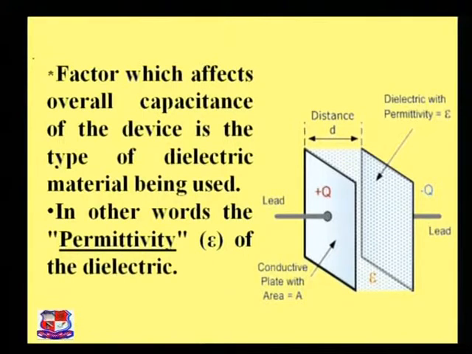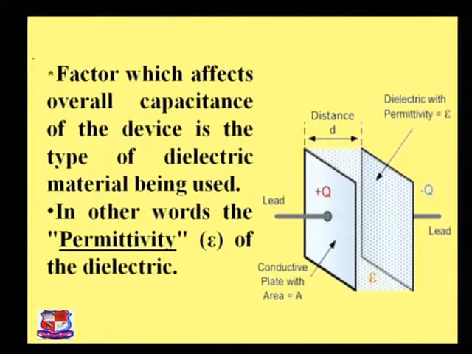Now the factor which affects the overall capacitance of the device is the type of dielectric material being used. Here you can see the two parallel plates. The left hand side is the positive plate, indicated with Q plus. The right hand side is the negative plate, which holds the electrical charge in the form of negative, that is Q minus. And between these two plates you can see a symbol like an epsilon.